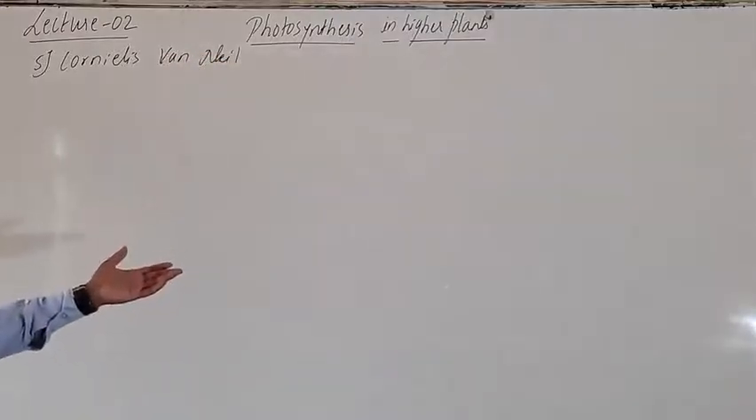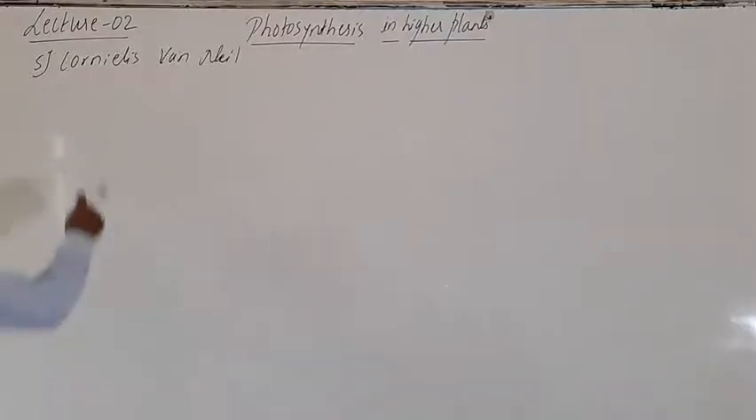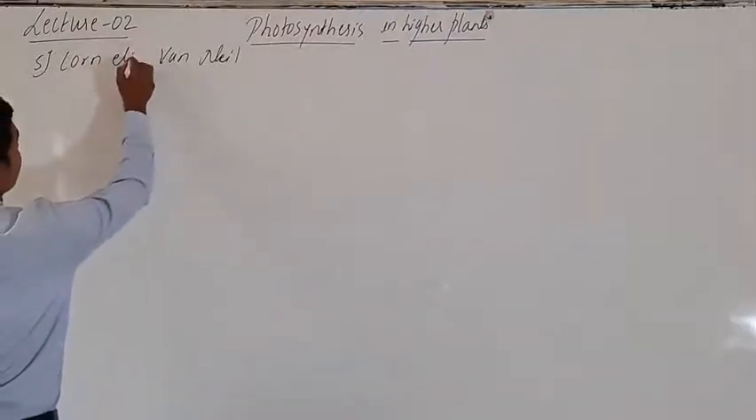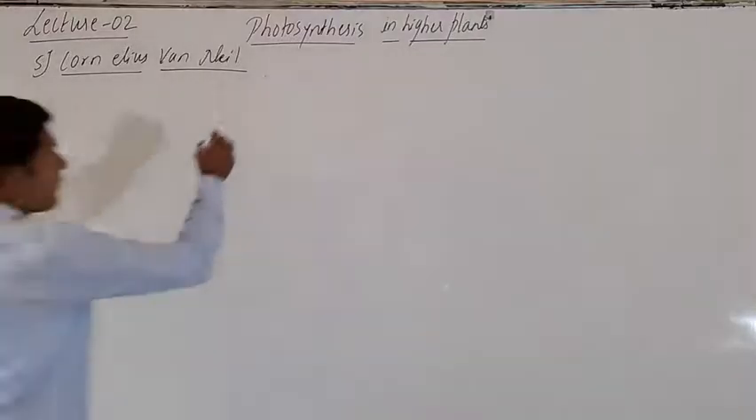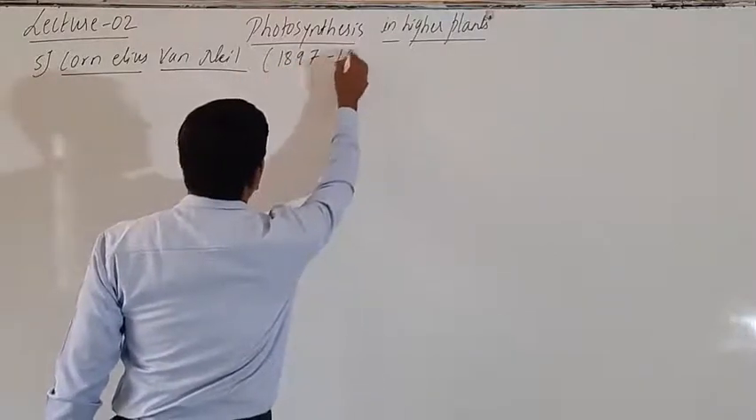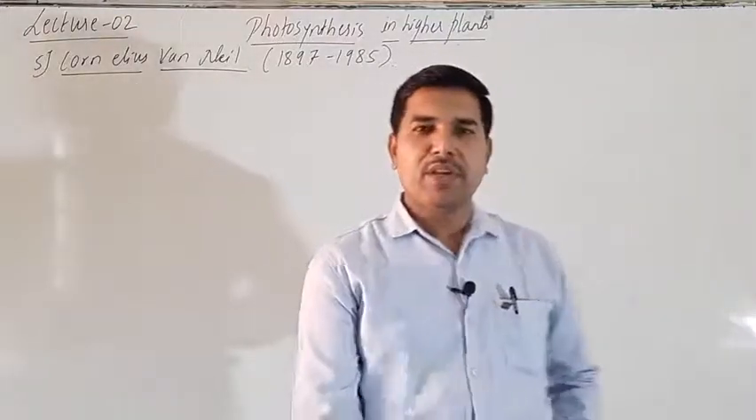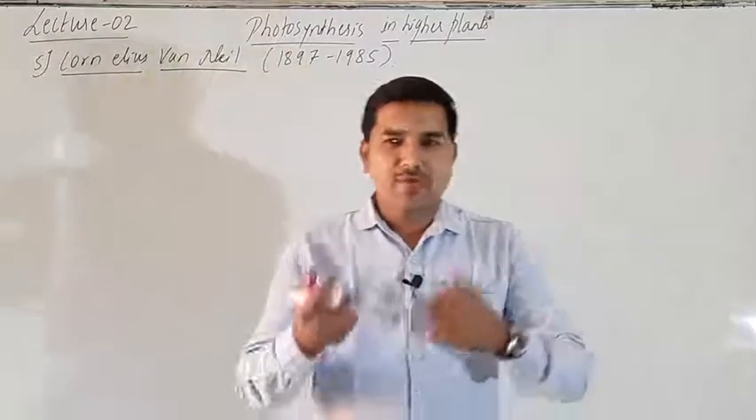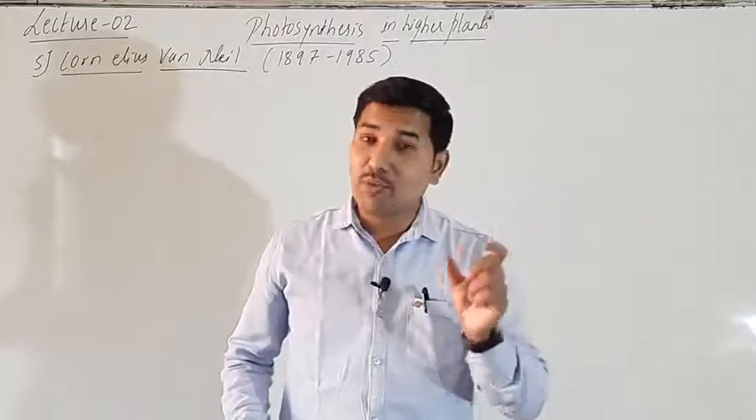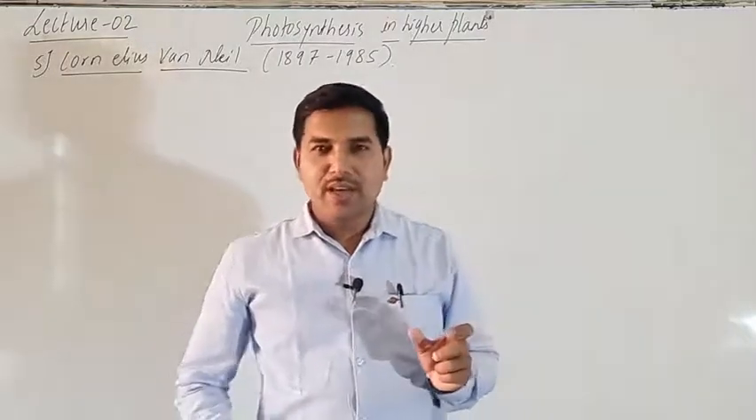Okay, so let us call it the last experiment of Cornelius. Now, this Cornelius was present between 1897 and 1985. So, what has he stated? He gave a milestone experiment to show that the oxygen which is liberated during the process of photosynthesis comes from water, not from CO2.